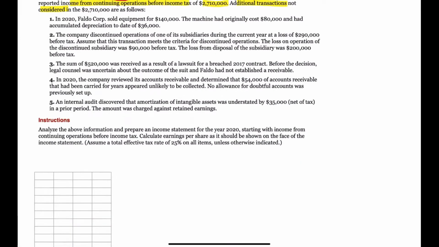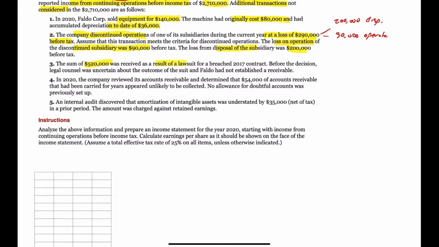During the year, they sold equipment for $140,000 with an original cost of $80,000 and accumulated depreciation to date of $36,000. The company had a discontinued operation that operated at a loss of $290,000. Oh, look at that, before tax. And assume that it meets the criteria for a discontinued operation, and the loss on the operation of the discontinued subsidiary was $90,000 before tax. And the loss on disposal was $200,000. So you can see that the $290,000 is comprised of $200,000 being a loss on disposal, and the other $90,000 is by continuing to operate it.